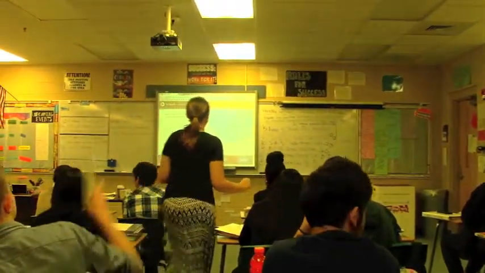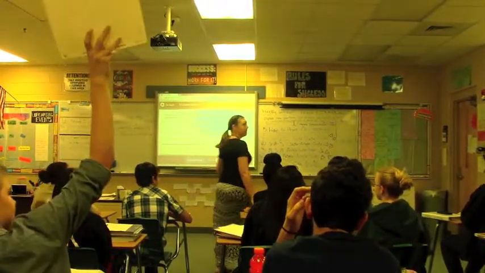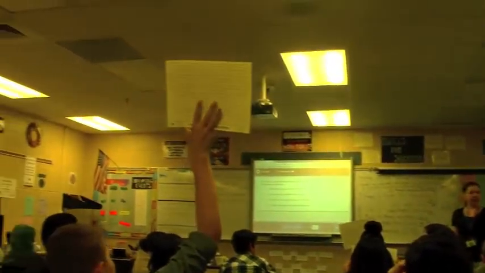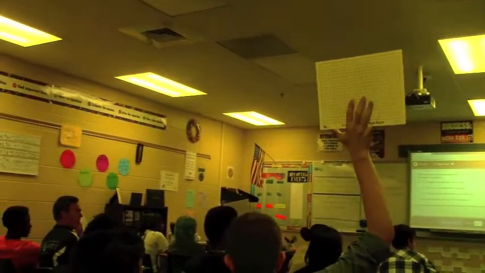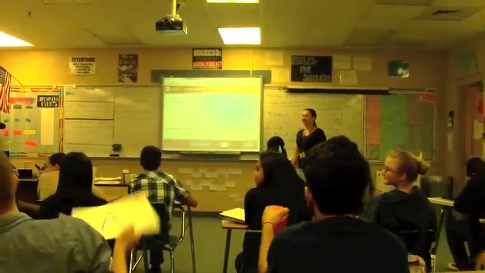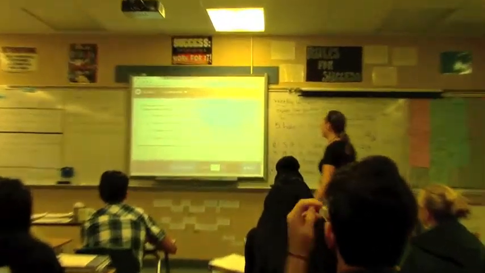All right, hold up those whiteboards. Let's see what we got. This is either good or bad because I have A's all the way around the room except one B. So let's take a look. How can you write the following statement as a conditional? All squares are rectangles. You have to know what a conditional is.